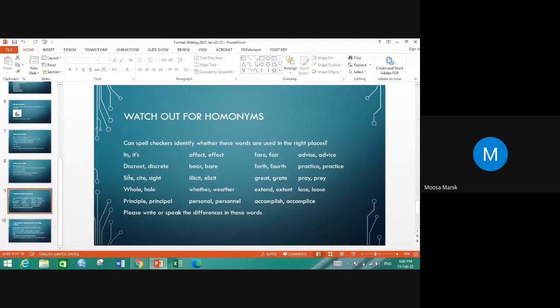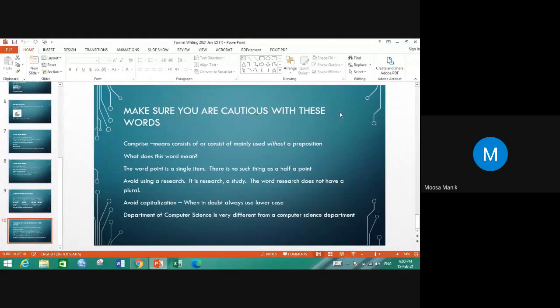And we come to the last slide, and it's exactly 6 o'clock. Make sure that you are cautious with these words. Comprise actually means consists of, and is mainly used without a preposition. What does this word mean? The word point is a single item, so there is no half a point or three-quarters of a point. Avoid using a research. There is no such thing as a research, because research is a noun that is collectively used. So you don't say researches, but in many writings we might actually find this.